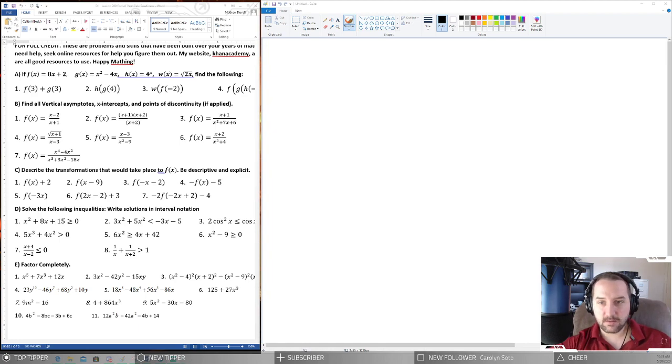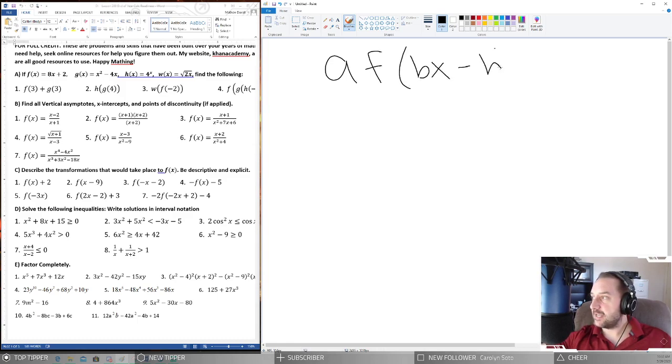But basically, the transformations we went over, there were essentially, I guess you could say, 5 transformations. So let's look at the generic function. There was a value in front, so it would be a f of bx minus h plus k.